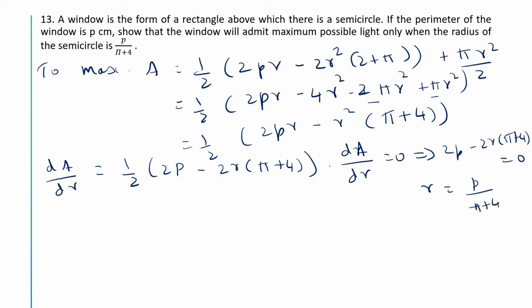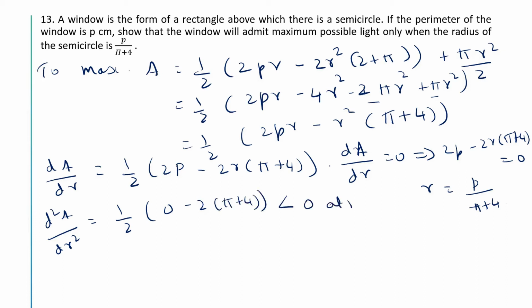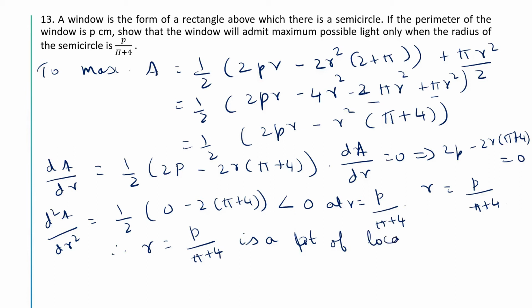Now let us find d square A by dr square. d square A by dr square is half into 0 minus 2 into (pi plus 4). This we can see is less than 0 at r is equal to p divided by pi plus 4. Therefore, r is equal to p divided by pi plus 4 is a point of local maxima.